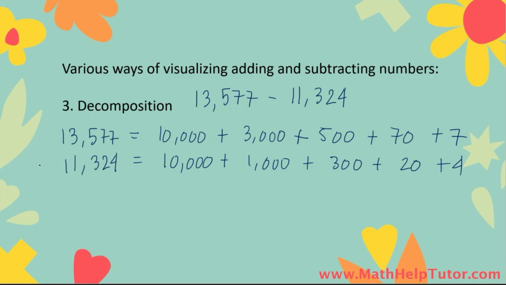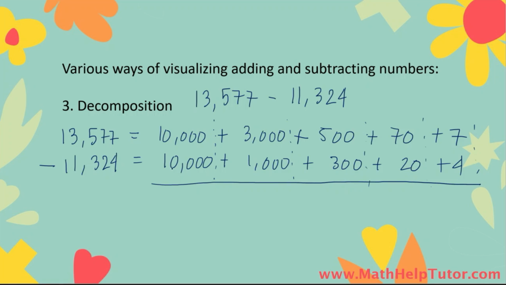And we are subtracting 11,324 from 13,577. So what we're going to do is subtract each value of each place individually. And so we've got the 10,000s place, 1,000s place, hundreds place, the tens place, and the ones place. So let's just put a line to separate our decomposed numbers and our answer.